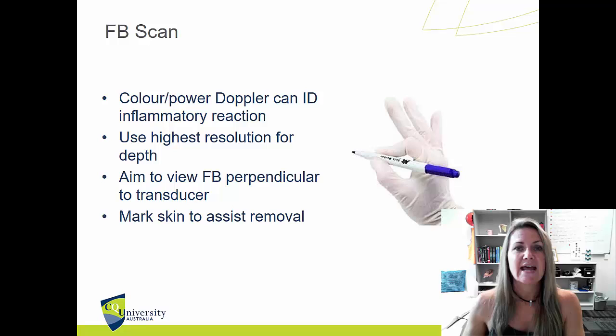With the foreign body scan, as I have said, particularly with that organic material, if you've got palm fronds, I'm from Mackay, so I've had lots and lots of people coming in who have done their gardening and have got those nasty little palm fronds stuck in their finger and they just cannot get them out.